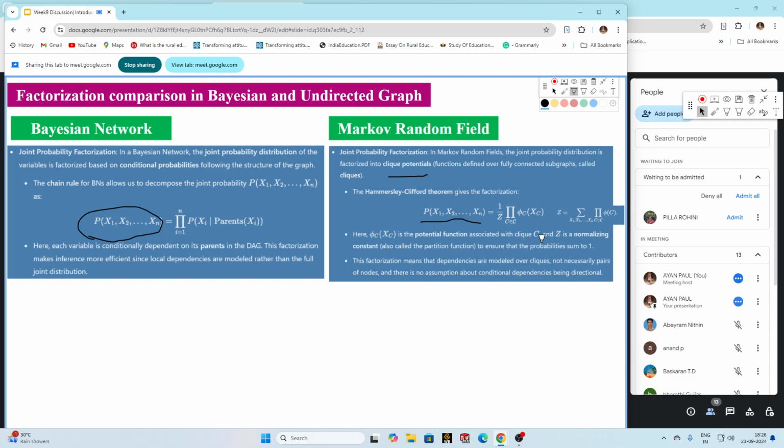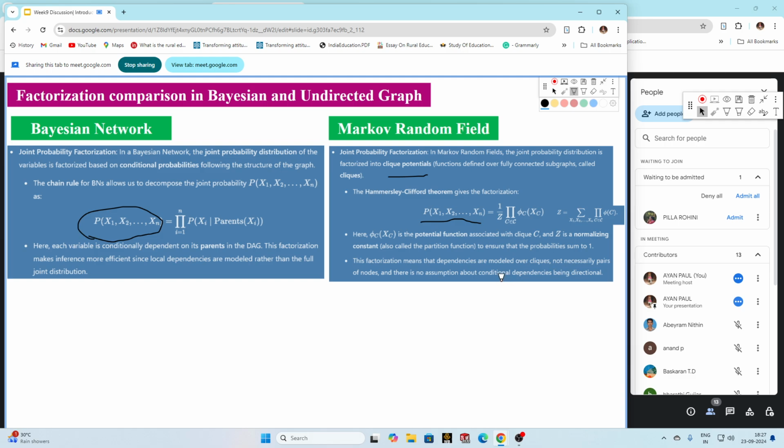What is a click? A click is a subgraph, and it is used for directed graphs. So we will again see what is a click. There is also a z term, 1 by z. What is this z? Z is a normalizing constant, also called the potential function, to ensure that probabilities sum up to 1.